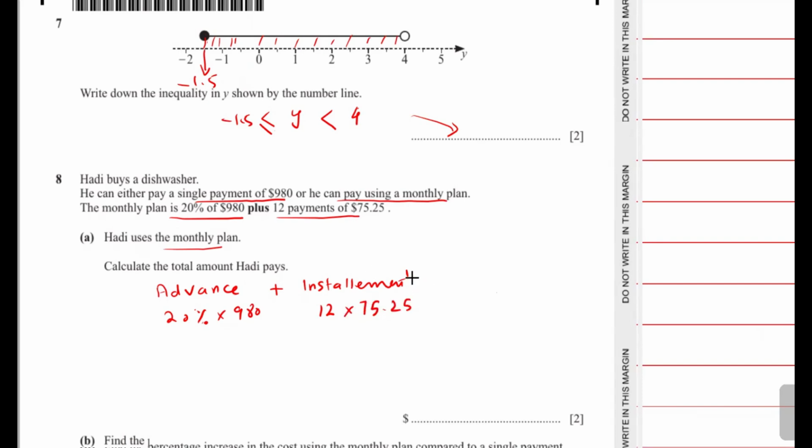Therefore, the installment value will be 12 into 75.25. This is the total amount. And we calculate this value: 20% means 20 over 100 into 980 plus 12 into 75.25, and this 0 will be cancelled and this 0 will be cancelled. That's equal to 196 plus 12 into 75.25.